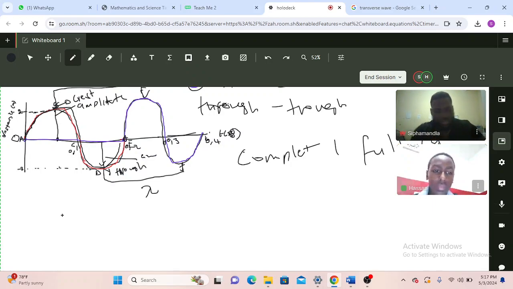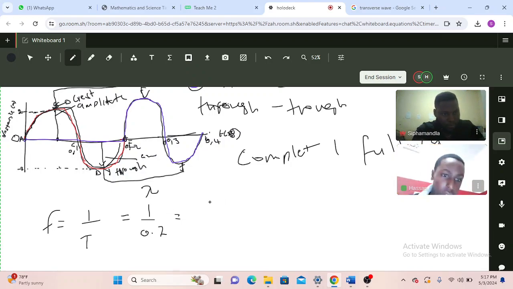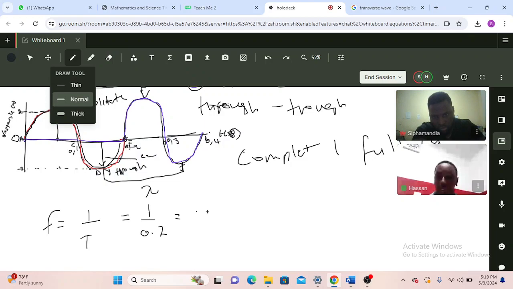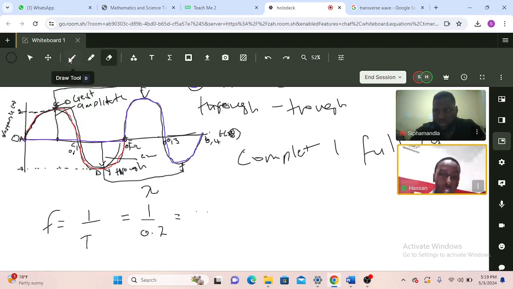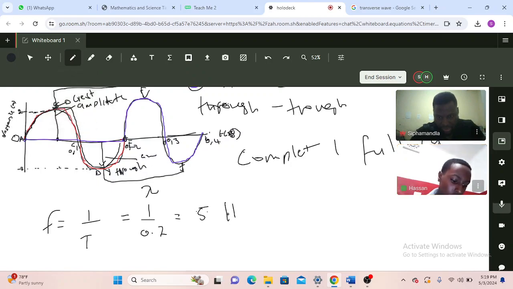Now the first method to calculate the frequency is 1 over T. So here the frequency would be 1 over 0.2. So what is 1 divided by 0.2? It's equal to 5 hertz. Yes, so the frequency is 5 hertz. Now that's the first method.